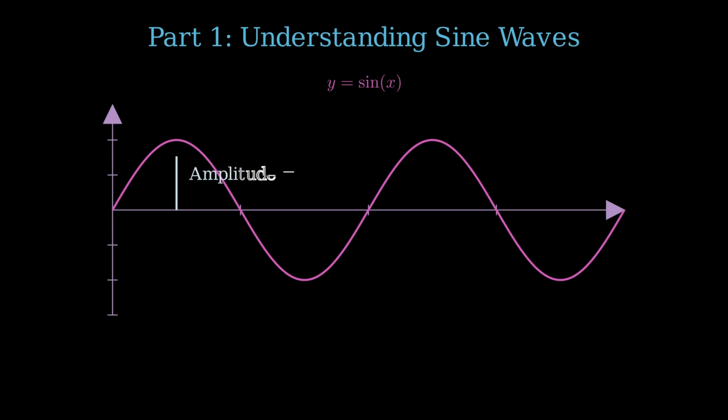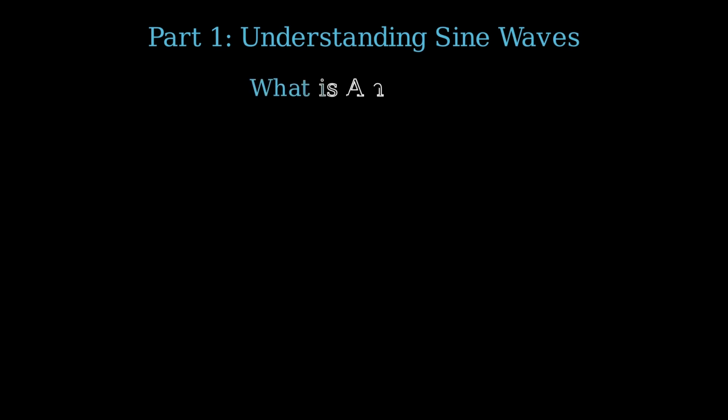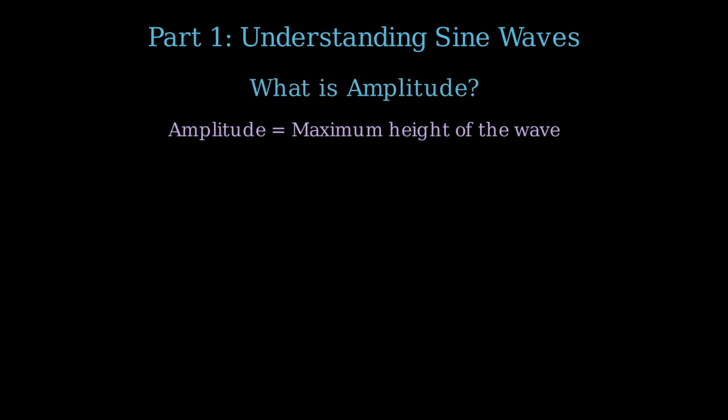It has two fundamental properties. First is its amplitude, which is the maximum height or peak value of the wave. For this basic wave, the amplitude is 1. Second is its period, which represents one complete cycle of the wave. Let's look closer at amplitude. As we define it, it's the maximum height of the wave.